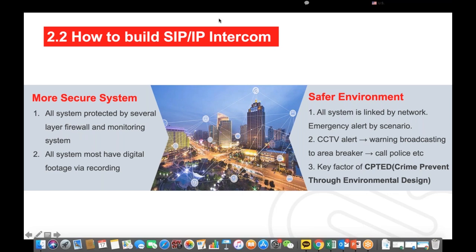So yes, the key factor is CPTED. Please study by yourself: Crime Prevention Through Environmental Design. Actually, this is a very new trend from year 2012, and many new buildings in the US or Korea are built with security systems based on the CPTED theory.